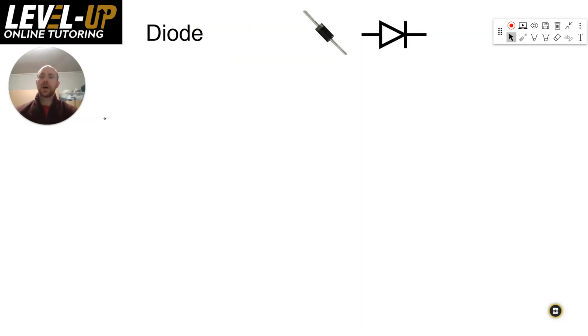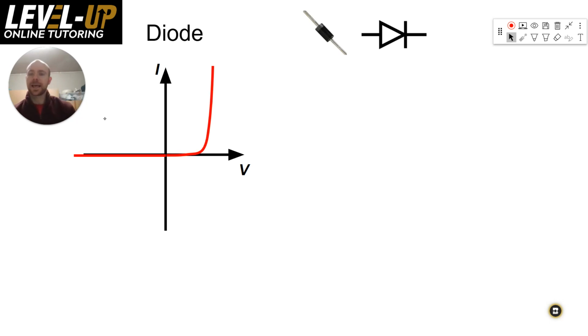Okay, the third component you need to look at is the diode. Really useful component, but for GCSE, all you really need to know about it is that it has this shape graph. You can again play around with it on the FET there, plot that graph, and this is what it's going to look like. As you increase your voltage, there's going to be no current. And then suddenly, at a particular voltage, the current is going to shoot up.